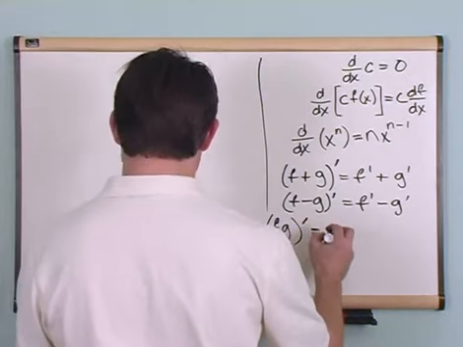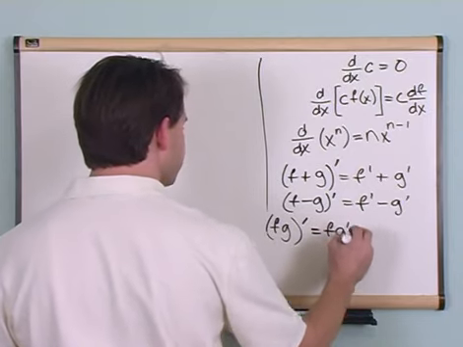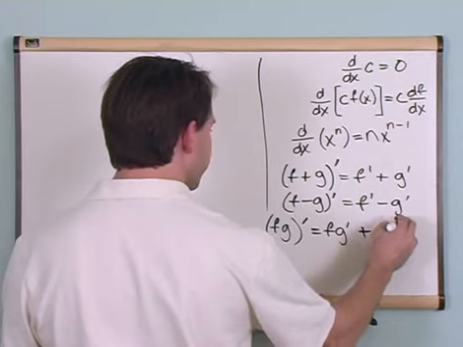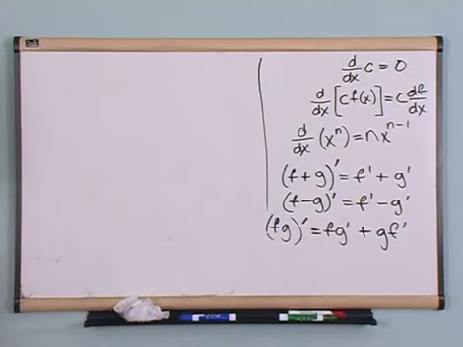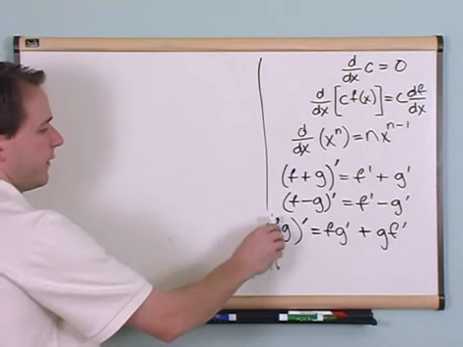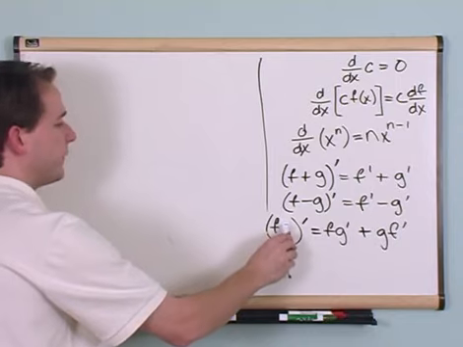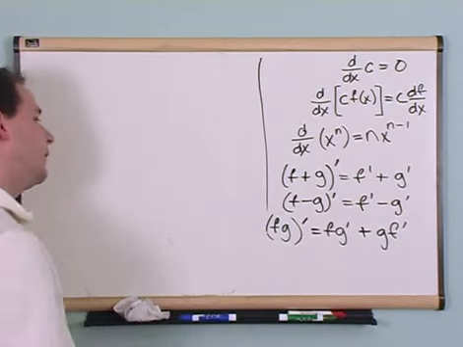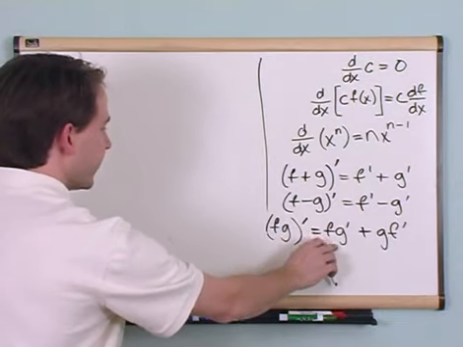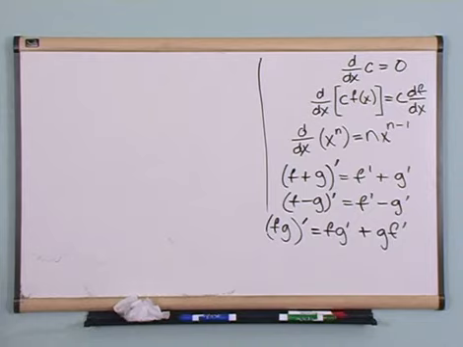What you do is you have the first function times the derivative of the second function plus the second function times the derivative of the first. So the way I remember it when I see it down on paper is the first times the derivative of the second plus the second times the derivative of the first. And that's what this is saying here. That's how I remember it.